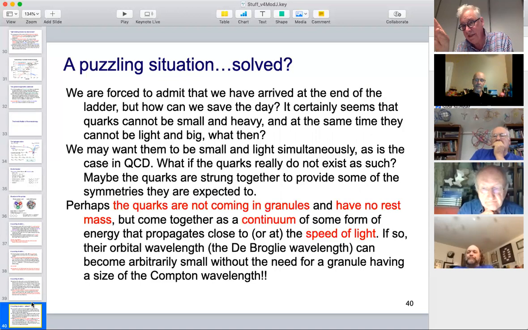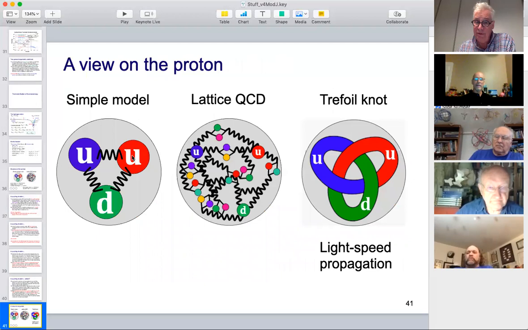If it's a single thing, which is a coherent, harmonic whole. So that's what I think has to be happening for the quark model to work. So you can look at the proton as a simple model, three quarks, or a lattice QCD, a bunch of quarks and gluons and sea quarks, and this is what you observe, that it's really sort of floppy when you start looking at it really hard.